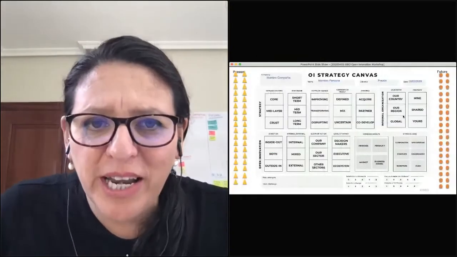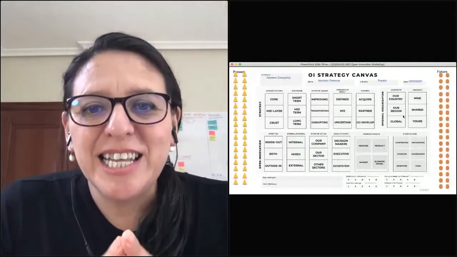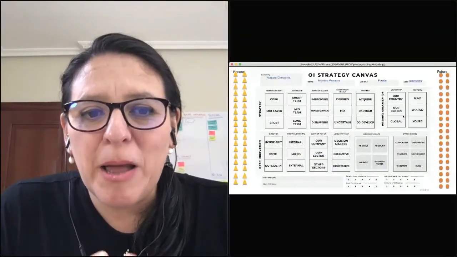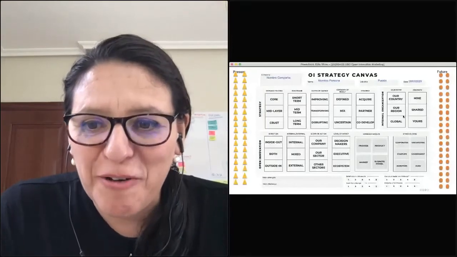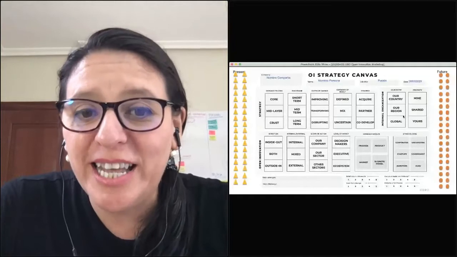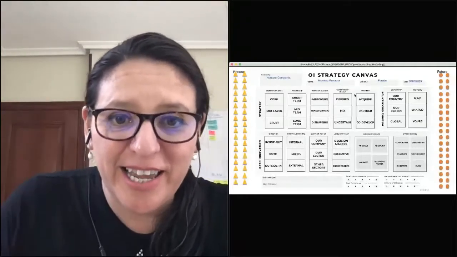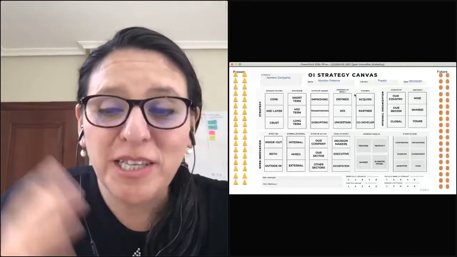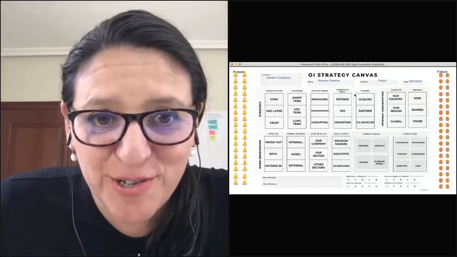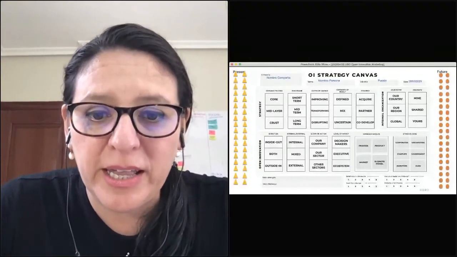So, are you ready for the exercise? Yes? Let's go to the practical side of the workshop. As I said, usually I print this out and we use stickers and it's a time for playing. But now we need to devise new ways to do this. So I came up with a PowerPoint.